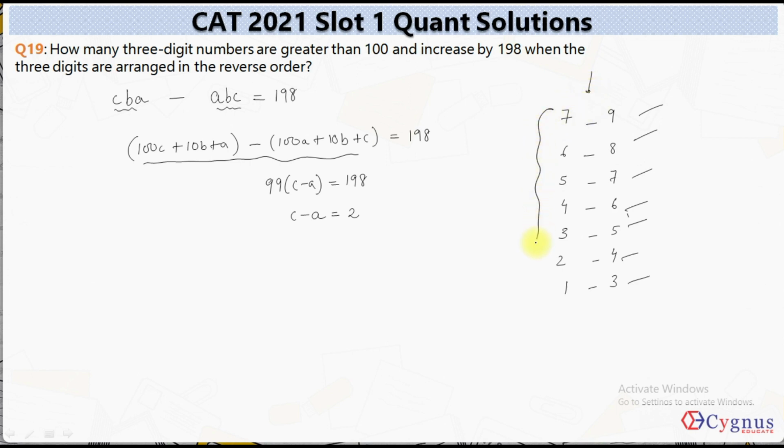I know that there are 7 such cases, and for each case this middle digit can be filled in how many ways? 10 ways. So I have 7 possible cases and the middle digit can be filled in 10 ways. So the total number of numbers possible would be 7 into 10, that is equal to 70. So 70 3-digit numbers are possible for this particular case. Fine. Again, this was a very simple question. It was doable.